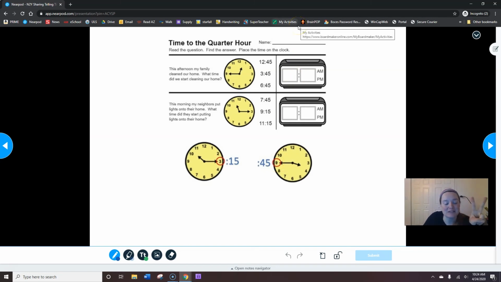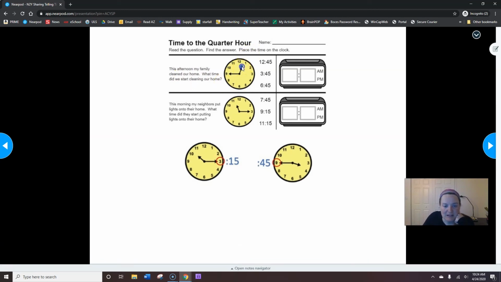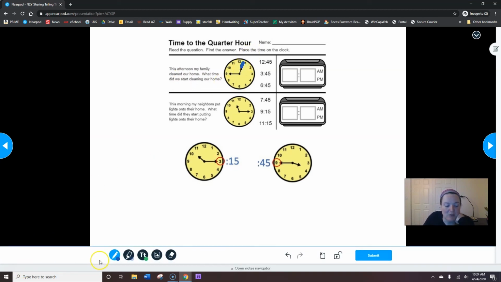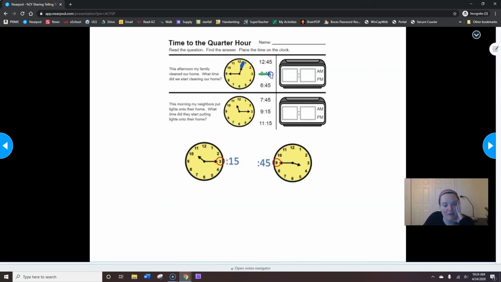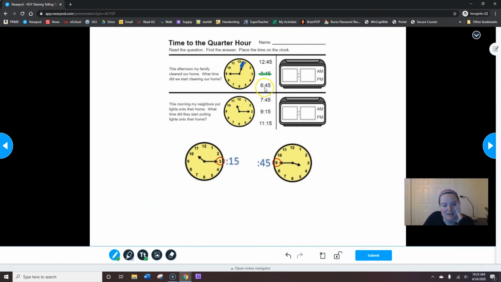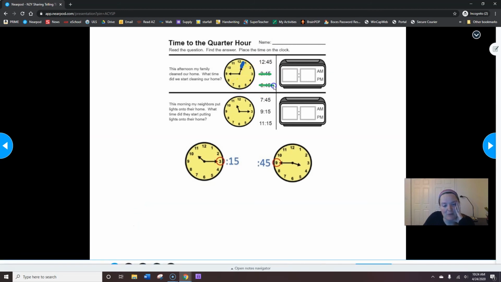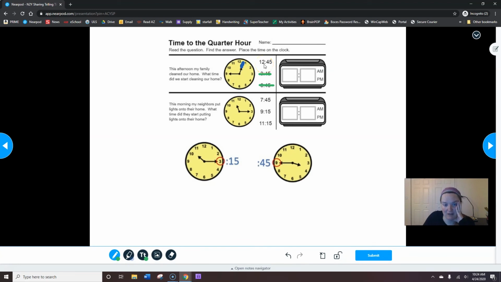So we have 2 problems left to do and you're all done with math for today. Ready? This afternoon, my family cleaned our home. What time did we start cleaning our home? So we always start with the little hand. The little hand is in between the 1 and the 12. It did not cross the finish line to the 12 yet. To the 1 yet, sorry. So it's still 12. So 12:45 maybe. 3:45 down here? No. 6:45 down here? No. So let's check the minutes.